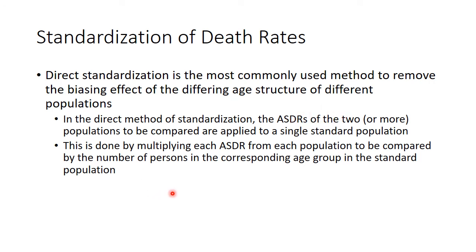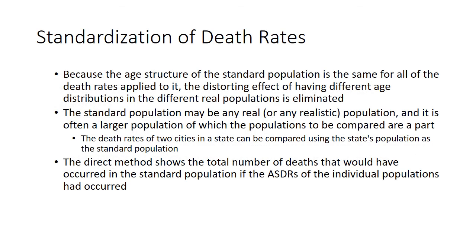Basically, you do this by multiplying each ASDR from each population to be compared by the number of people in the corresponding age group in the standard population. Because the age structure of that standard population is going to be the same for all the death rates applied to it, it doesn't matter which country or group you're looking at. That distorting effect of having different age distributions is basically taken out of the equation. And that's why we call it standardizing. It eliminates that bias.